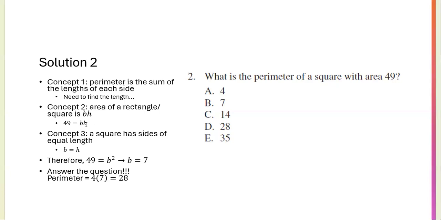And as I just said, for a square, all the lengths are equal. So B is equal to H. That's concept 3. So 49 is equal to B squared. B is equal to 7. But don't fall for the trap. Don't circle B. We've got to answer the question. What's the perimeter? So it's 4 times 7, which is 28. The answer is D. Don't fall for the trap. It's the classic trap.